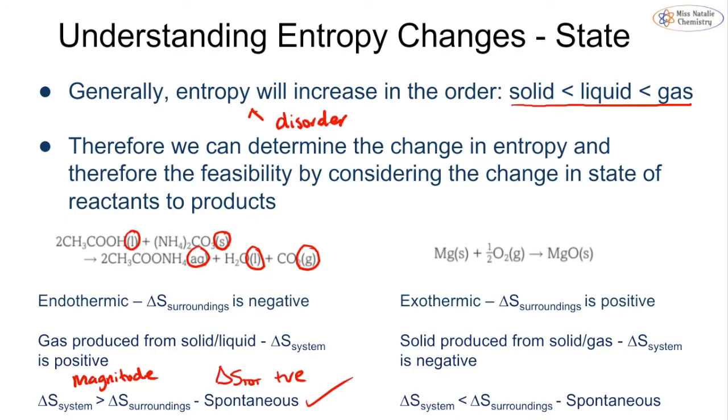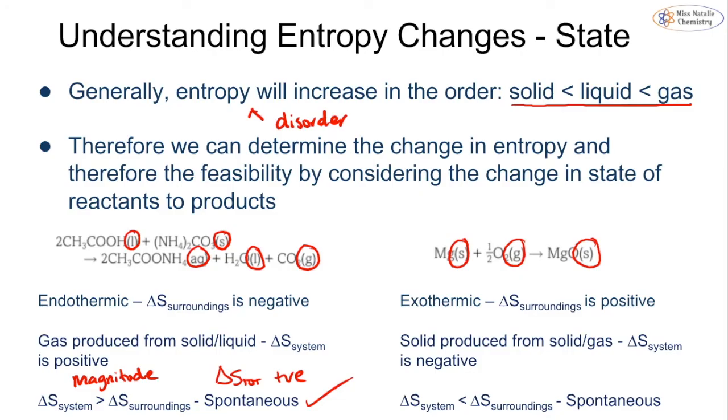If I look at the second reaction where I have my magnesium burning and oxygen in order to form magnesium oxide, we know that this is highly exothermic. It is a combustion reaction, of course. So our entropy of surroundings is going to be positive. Now, because we're getting a solid and a gas forming only a solid, I'm going to see a negative entropy of system because I'm going to have a decrease in my entropy.